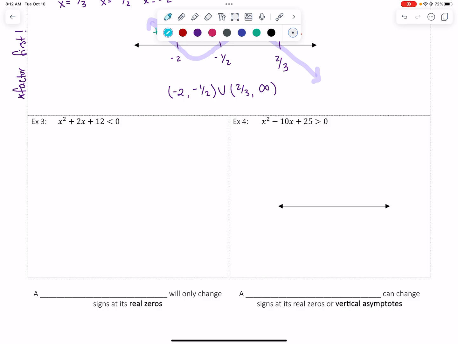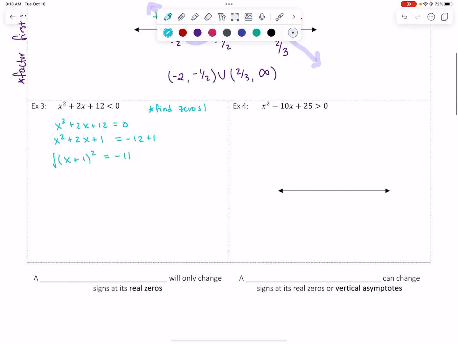So again, we're finding our zeros. I can't factor this. There's no factors of 12 that add to 2. I'm just going to set up x squared plus 2x plus 12 equals 0 to find my zeros. I'm going to choose completing the square: x squared plus 2x is equal to negative 12. I'm adding 1, and we have x plus 1 squared is equal to negative 11. Take the square root, and we have x plus 1 is equal to plus or minus i root 11, meaning x is equal to negative 1 plus or minus i root 11.